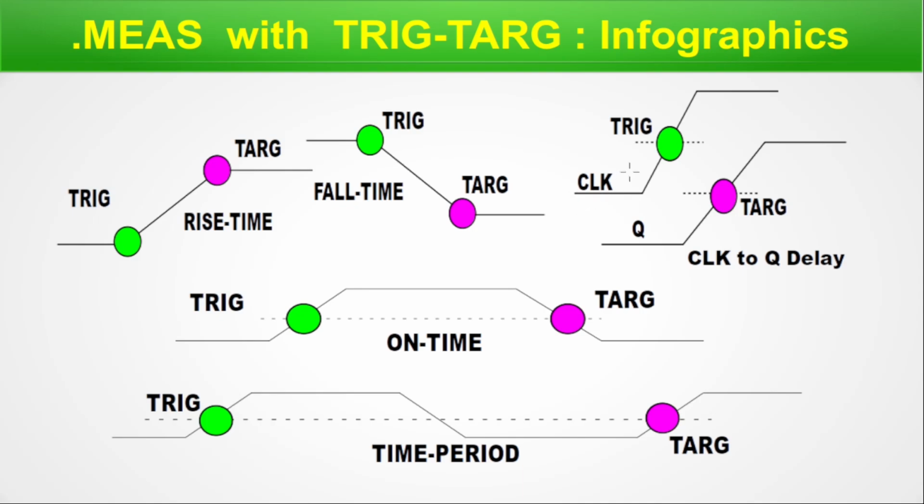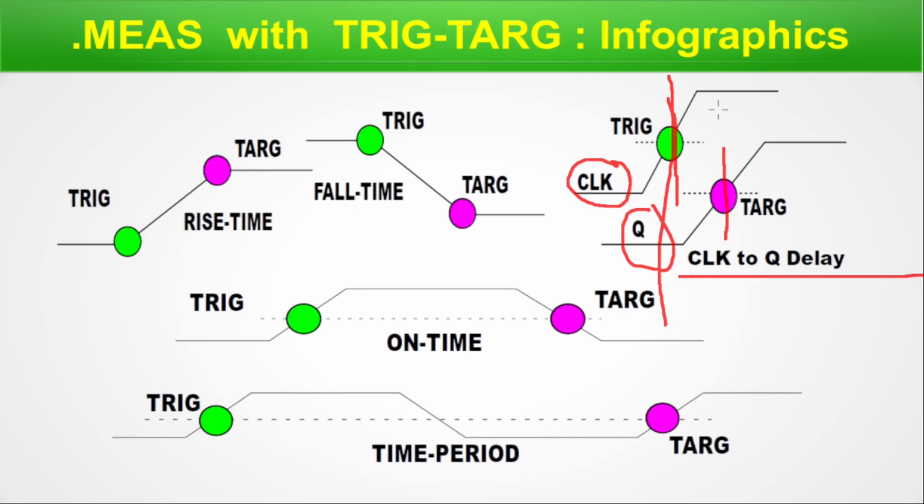Now, there are two waveforms. One is the clock, which is coming from the clock. Another is Q, that is the Q of your flip-flop. The trigger can be at the clock waveform and the target, that means where the measure will finish, on another waveform, that is Q. Generally, this measures the clock to Q delay. This is a very widely used measure, clock to Q delay.